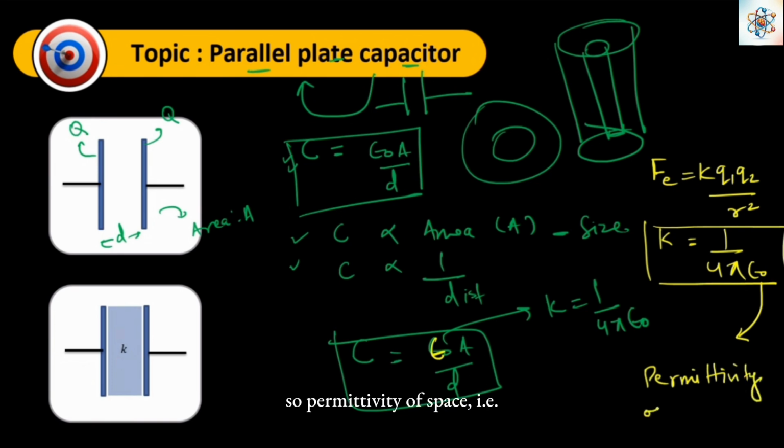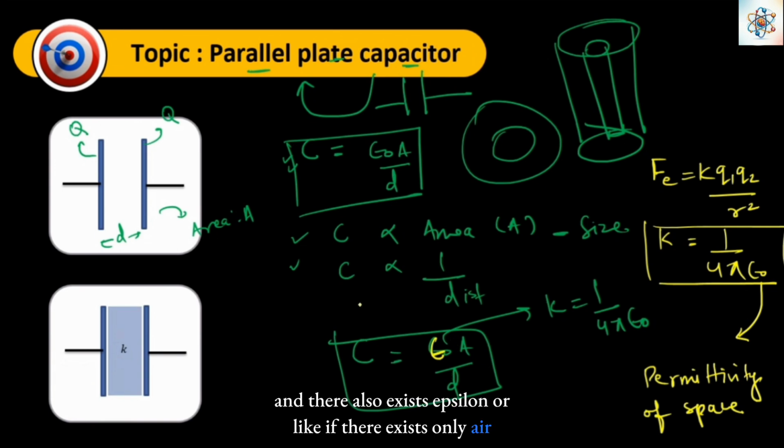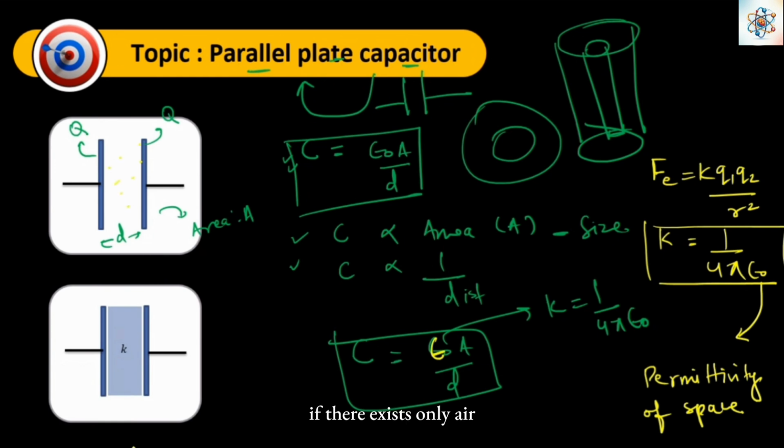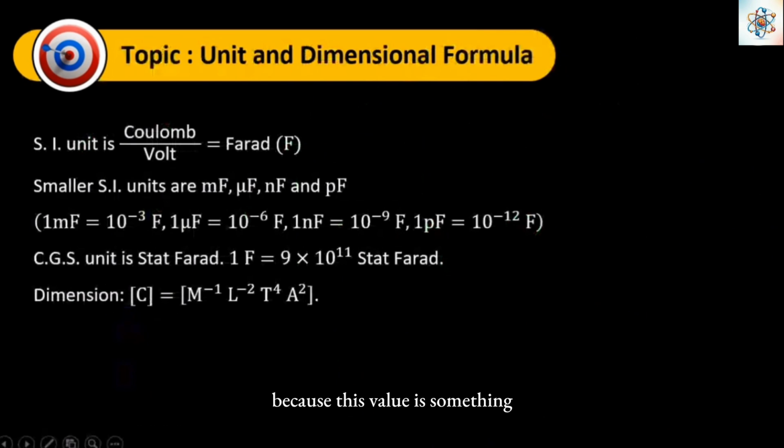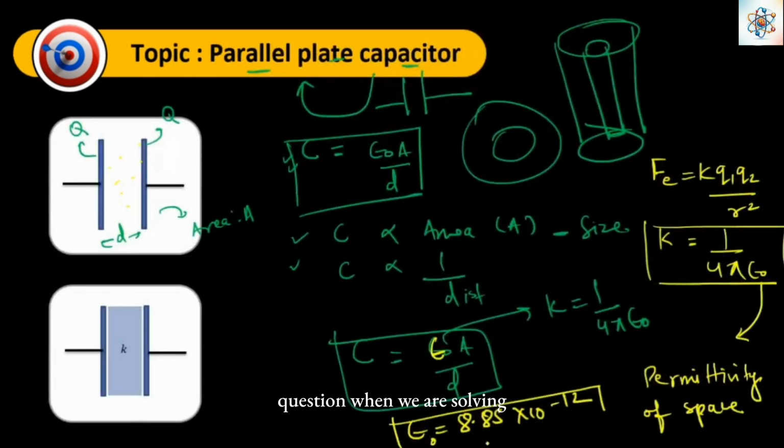So permittivity of space, that is epsilon naught, and there also exists the epsilon naught, if there exists only air. Epsilon naught is nothing but it is equal to 8.85 into 10 to the power minus 12. So we need to remember its value also because this value is something which is not given in the question when we are solving numericals.